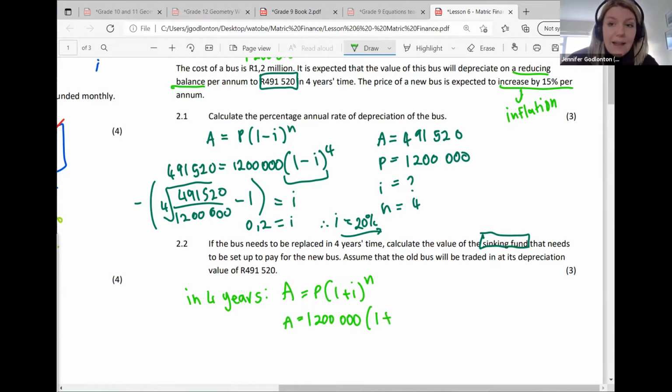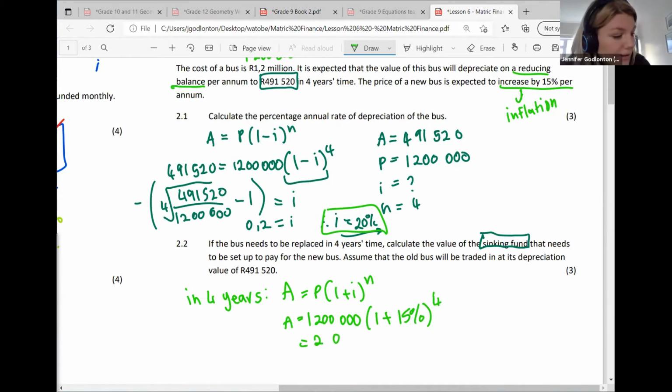One plus i. Now, your instinct might be to use this i that we've just calculated, but that's a different i. That was working out the depreciation of the bus. We're looking at what the price of a new bus would be. And in the question, it said that would be increasing by 15% per annum. So this i is going to be 15%. And our number of years is 4. So we're going to chuck that straight into our calculator. And we should get a total of 2,098,807.50. Okay, so that's what a new bus would cost in 4 years' time.